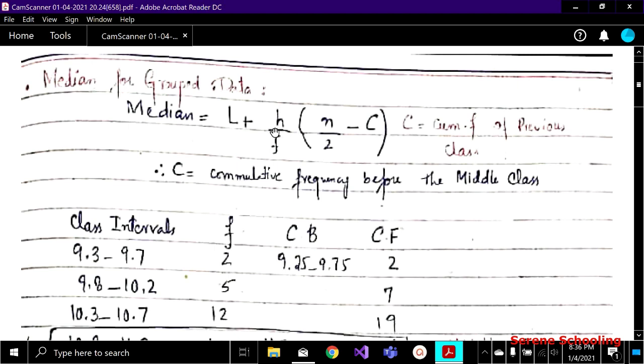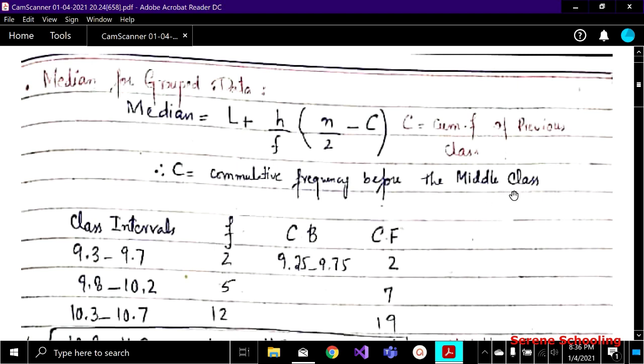We have seen how to find class width and how to find these lower class boundaries already. This F is the frequency, N means the total number of values, and C means cumulative frequency. But one thing is that you have to put in C, in this formula, the cumulative frequency of the class before the middle class, right? First we have to know what the middle class is. It is the class that contains the median.